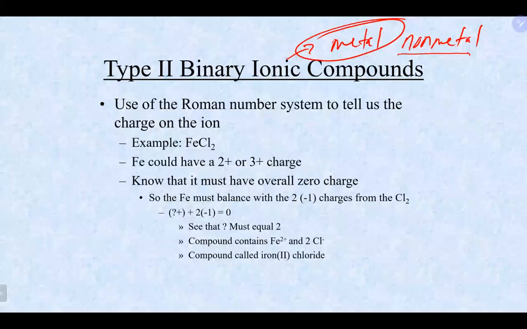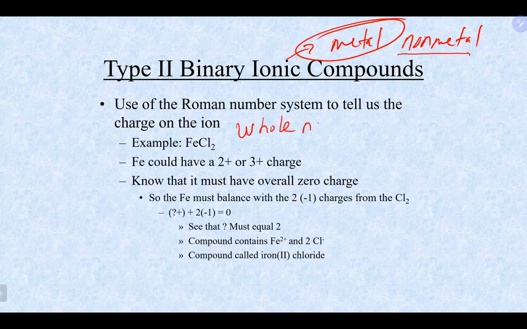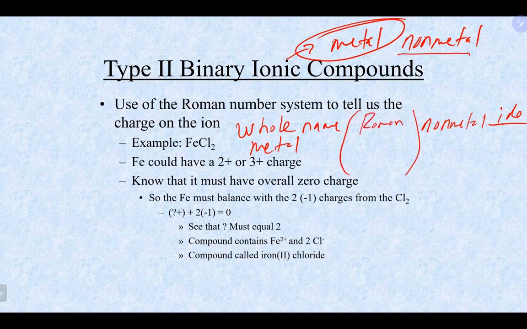How we go about naming type 2 is pretty similar to type 1. We still use the whole name of the metal. We still do the non-metal with the IDE at the end, taking out the last part of the name. The additional thing that we have to do is actually use a Roman numeral here.